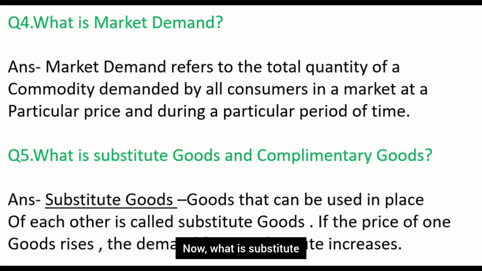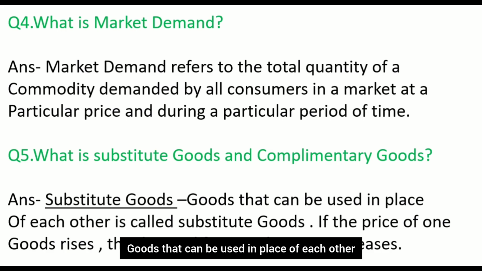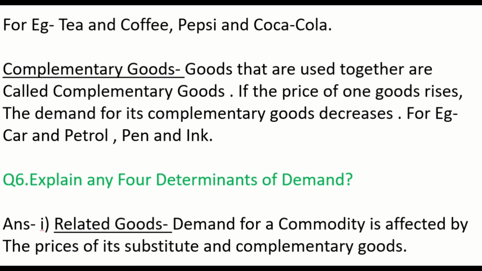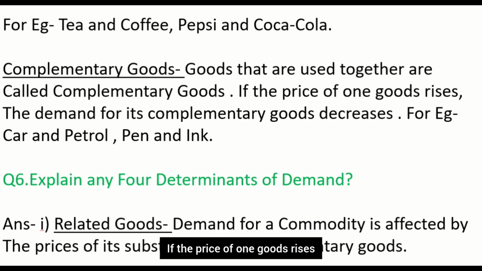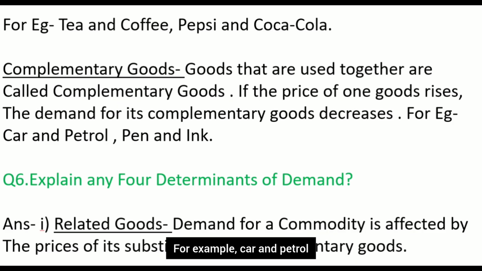Now, what are substitute and complementary goods? Substitute goods: goods that can be used in place of each other are called substitute goods. If the price of one good rises, the demand for its substitute increases. For example, tea and coffee, Pepsi and Coca-Cola. Complementary goods: goods that are used together are called complementary goods. If the price of one good rises, the demand for its complementary goods decreases. For example, car and petrol, pen and ink.